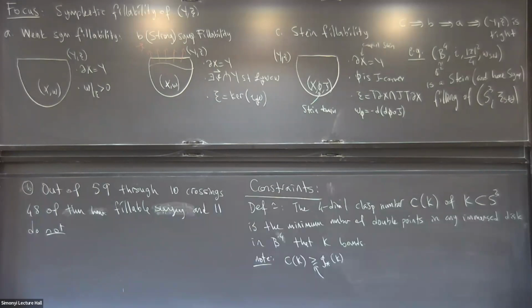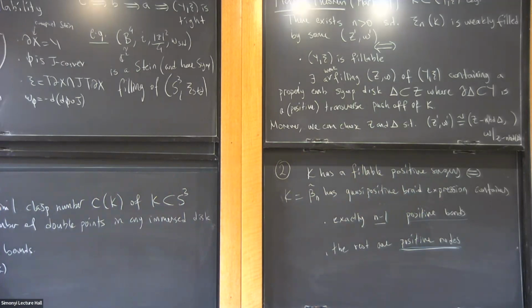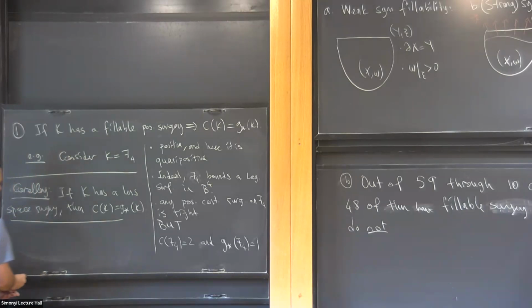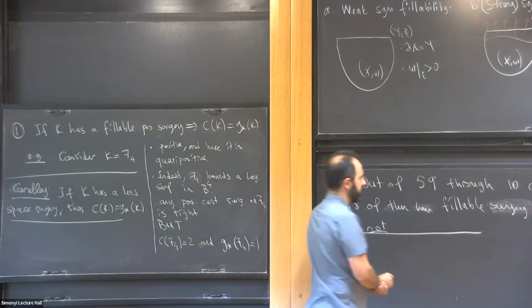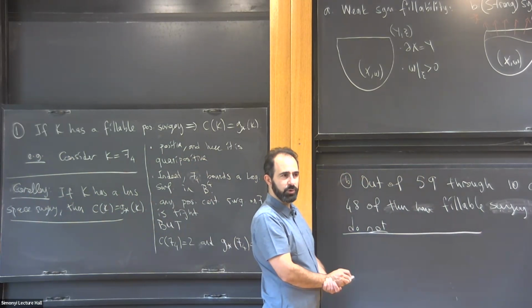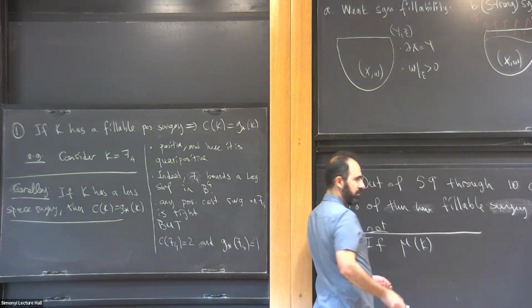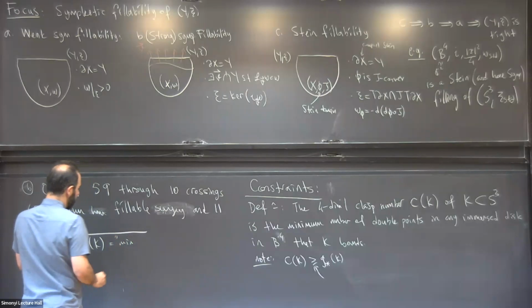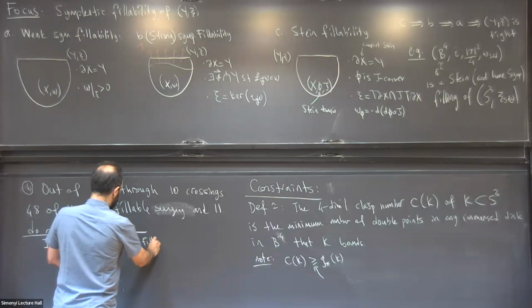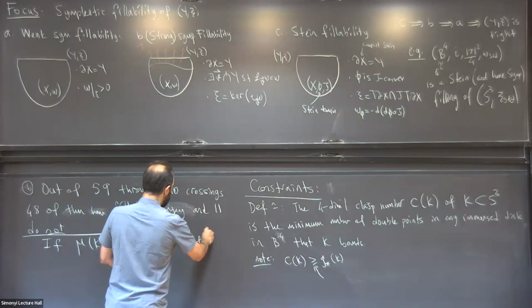I promised you that I would also talk about the surgery coefficient. I couldn't. I'm already a couple minutes out of time. I will just say the following, just one line, and if you want to learn more about it, talk to me, which is that I can be specific about the minimum fillable surgery coefficient. If mu K stands for a knot inside S^3, the minimum, being very imprecise here, fillable surgery coefficient. And of course, I should be careful, if it exists.